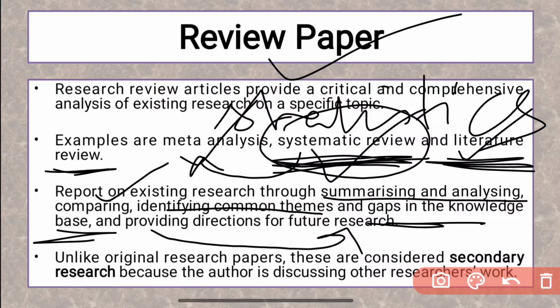I have made a video in detail on what are the various kinds of review paper. There are a number of review papers that you can write. So please go and check that video. Okay, now this kind of review papers are known as the secondary research because they are based on the already existing literature.